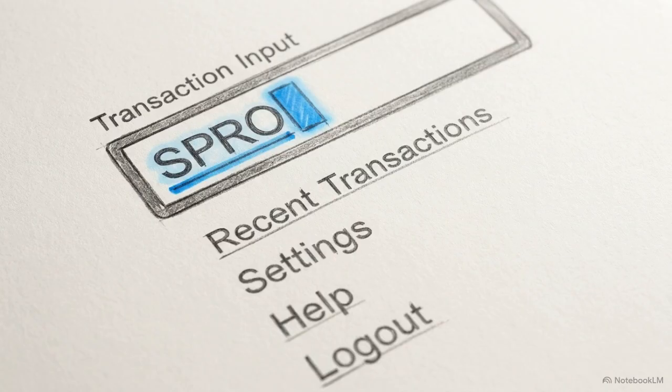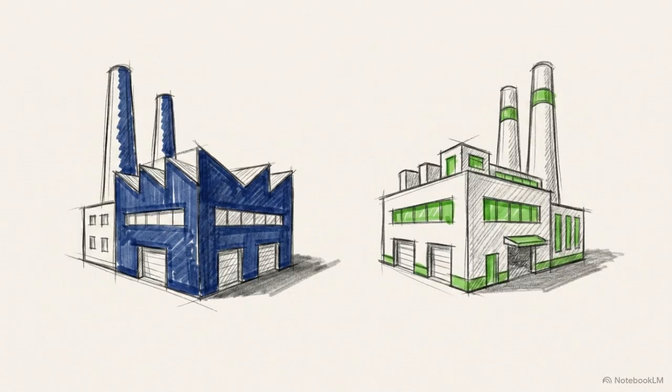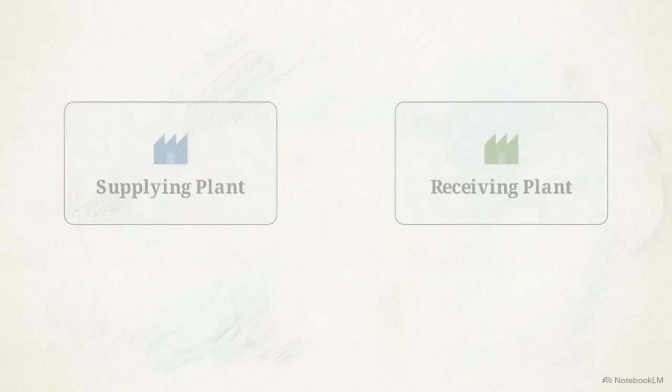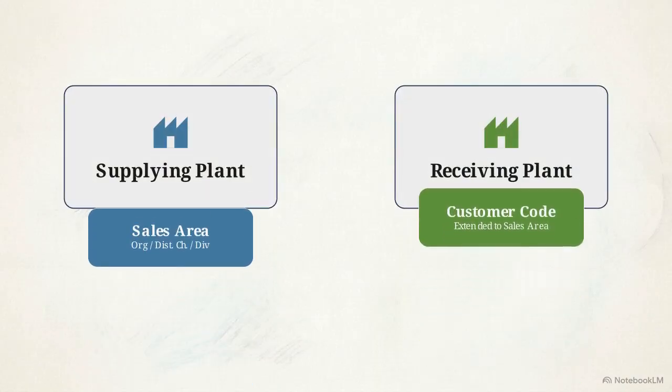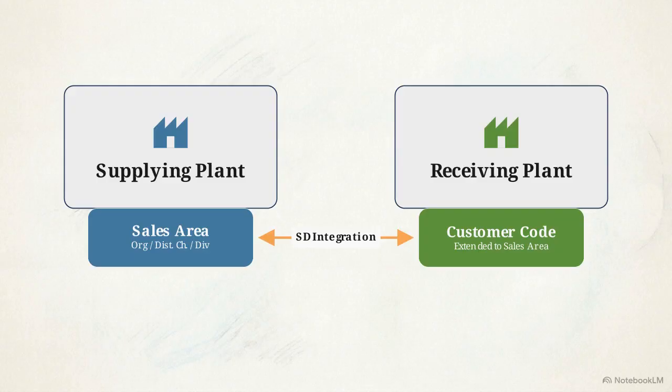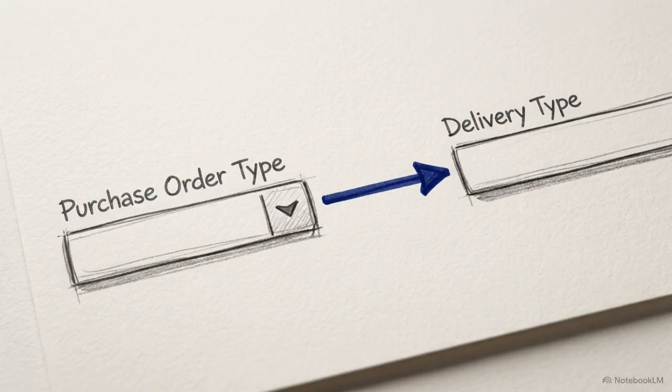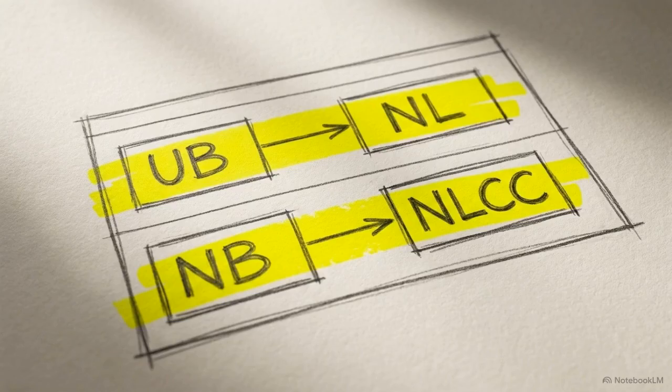To understand why the Shipping tab appears, we need to look at the backend SPRO configuration. You must define shipping data for both plants. This requires assigning a sales area to the supplying plant and a customer code to the receiving plant. The purchase order document type determines the delivery type. In the backend, UB is linked to NL for intracompany, while NB is linked to NLCC for intercompany.